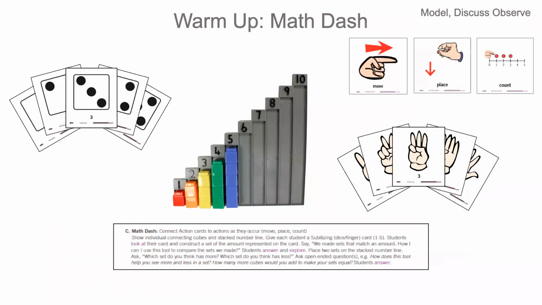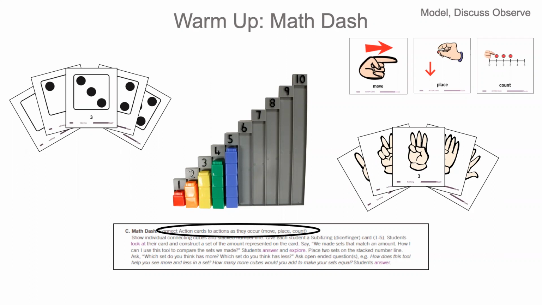Math Dash is the next activity. Notice at the top of this activity, there are 3 action cards listed. This is a reminder to show and model the action cards as they come up naturally in the lesson. During Math Dash, teachers and students think and talk about the math concepts relating to the lesson objective, or it might also be an opportunity to introduce a strategy found within the lesson.